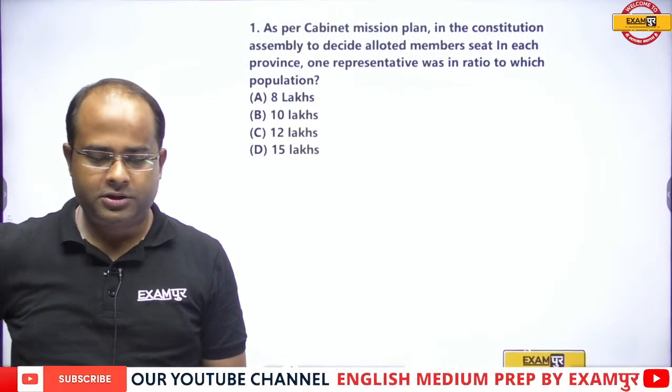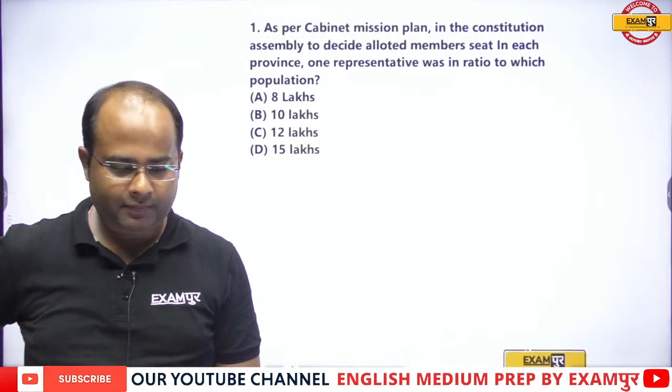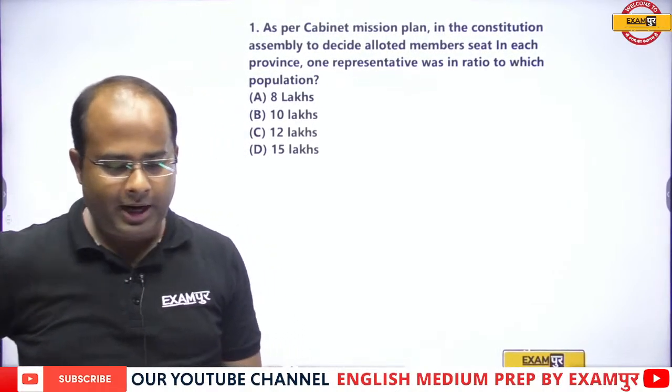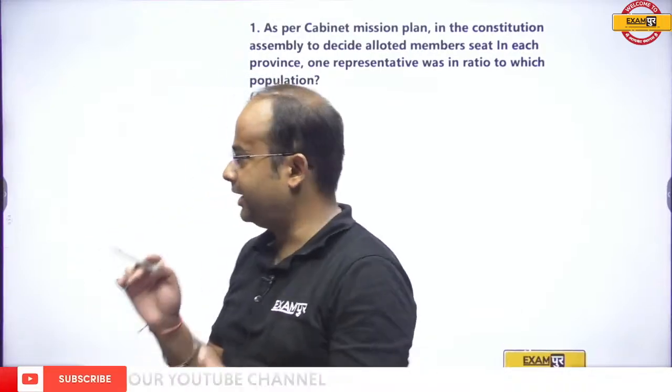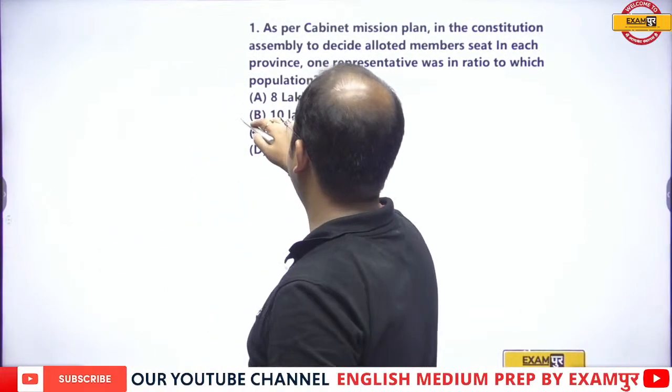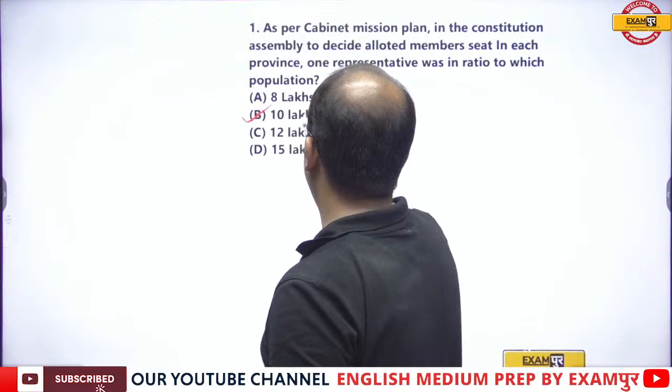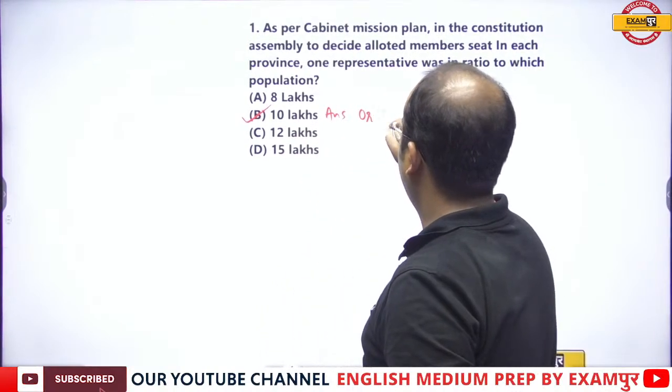So guys, first of all, confirm your answer. Okay, very good. And option B, yes, that was option B. So one representative was chosen on the population of 10 lakh or 1 million.